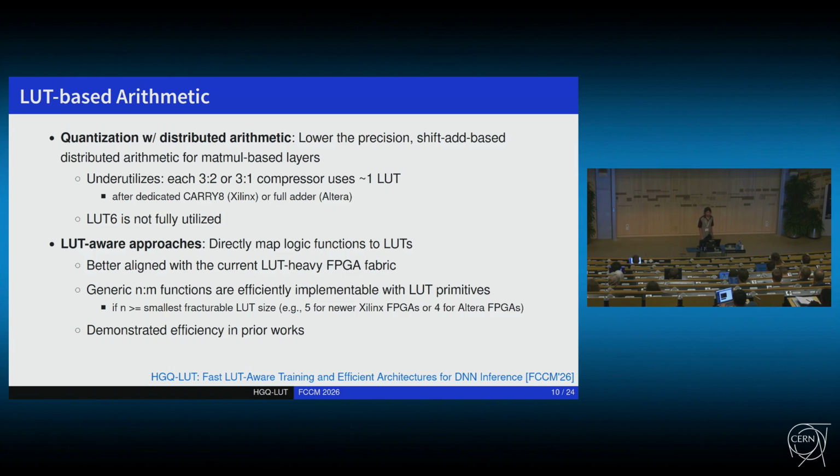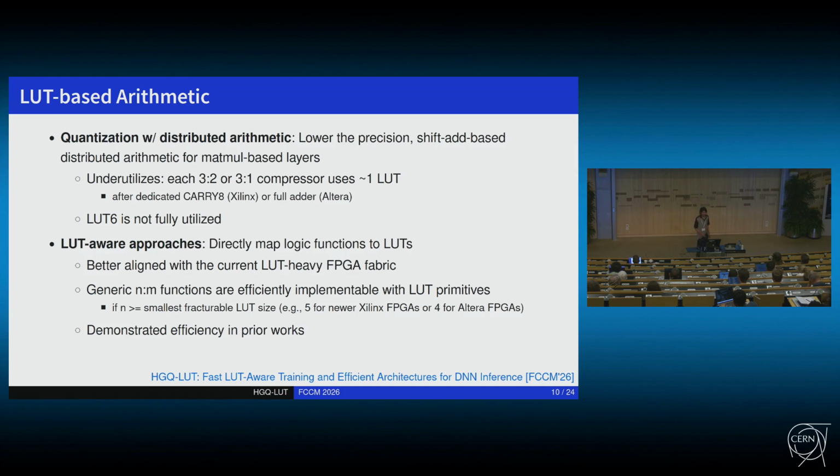However, with FPGAs, this is basically using the 6- or 5-input lookup tables as 3-to-2 or 2-to-2 compressors, or the full and half adders. Even if you consider the carry8 primitives or the full adder primitives in Altera or Xilinx FPGAs, the lookup tables will not be fully utilized. However, with the lookup table-aware approaches, we can make better use of these hardware primitives, so the arithmetic will be aligned better with the FPGA fabric.